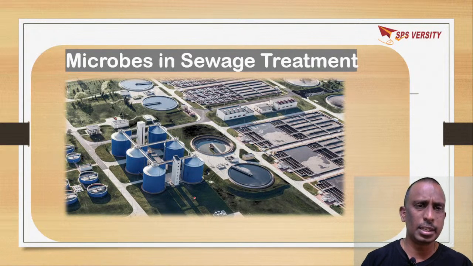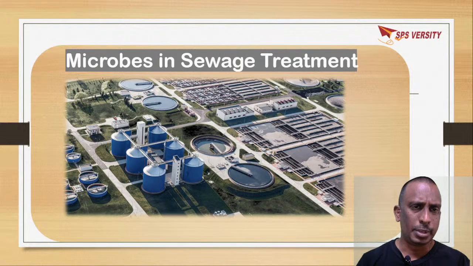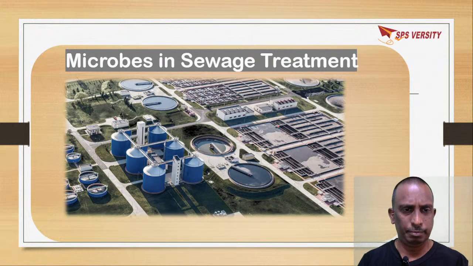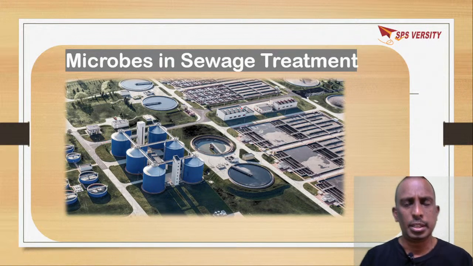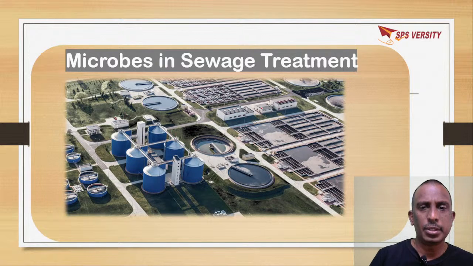So here you can see there is a treatment plant, that is, a sewage treatment plant. You can see the aerial view of a sewage treatment plant where different steps are performed: primary, secondary, tertiary steps. Nowadays, in the outskirts of cities and towns, sewage treatment plants are set up to purify the sewage water.